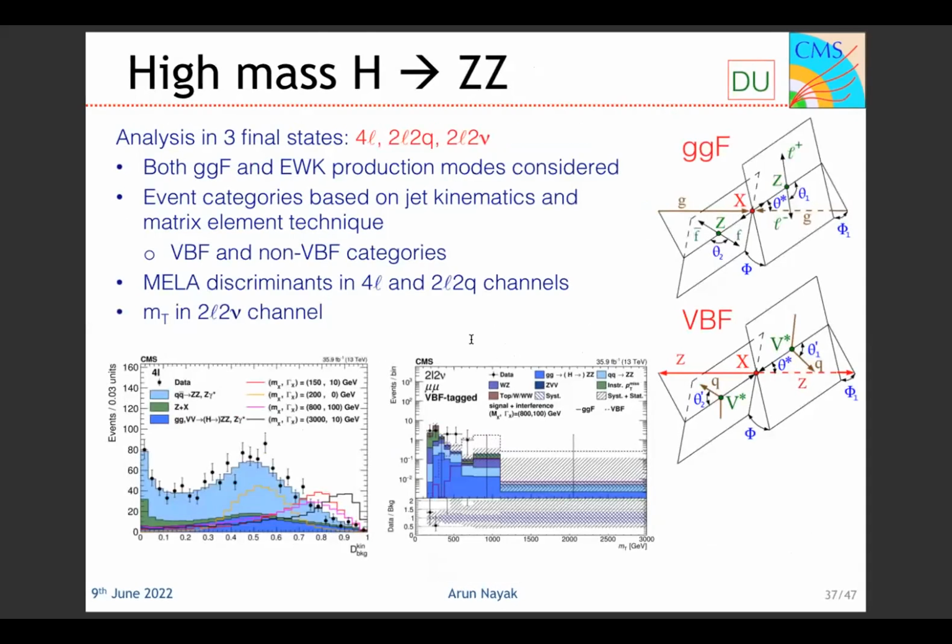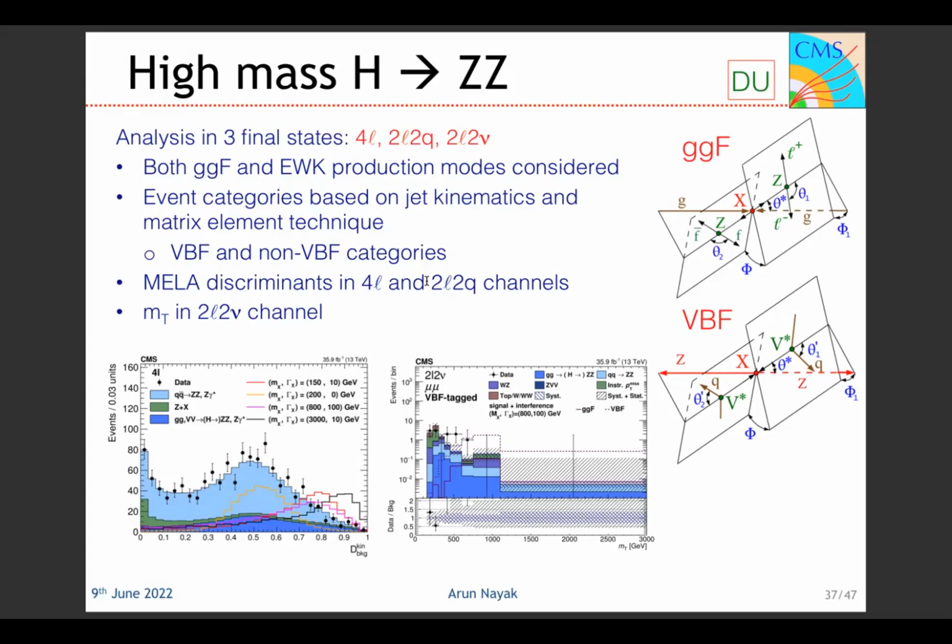Okay, a similar search is also performed in Higgs to ZZ, and there is also a contribution from the Indian side here. They consider 3 final states, depending on how the Z is decaying: 4 lepton, 2 lepton 2 quark, or 2 lepton with 2 neutrino, where one of the Z decays to neutrinos. In this case, they also consider both gluon fusion and electroweak production. I say electroweak, they also include the WH and VH channels in this case, but that contribution is probably negligible. And they categorize events using a matrix element technique into VBF or non-VBF categories.